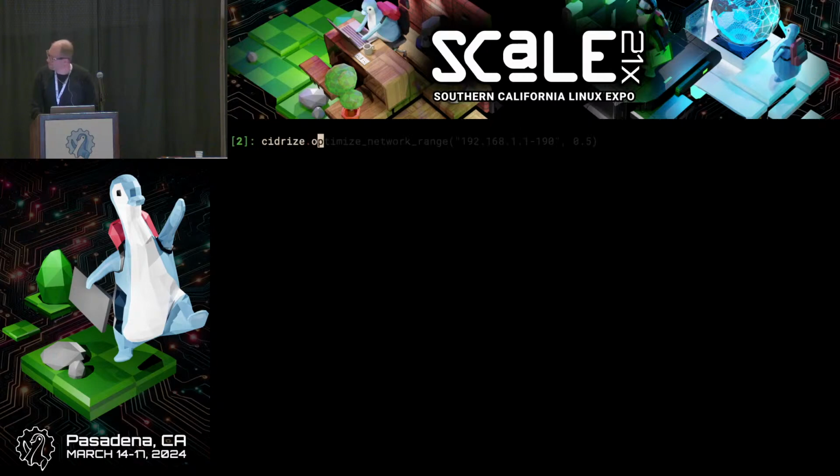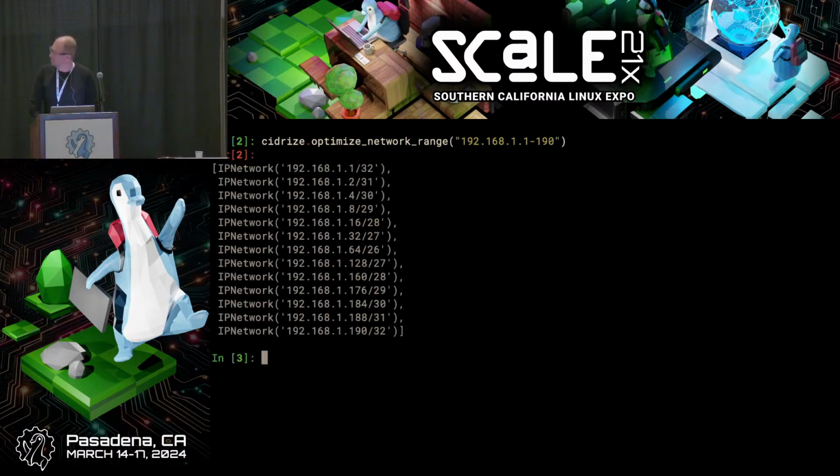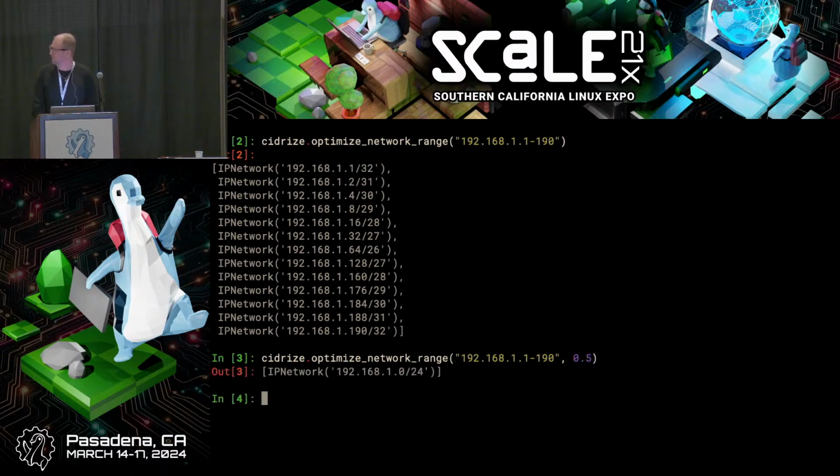It's Siderize, Optimize Network Range. Yeah, so here we go. This is just one example, right? We've got a range of IPs here, and you give it a threshold. If you don't give it one, it just tries to turn them into something, but if you give it a threshold, say 0.5, it gives you just the entire network that contains them. So that's kind of something you're looking for, right? Yeah, it is kind of magic, right?